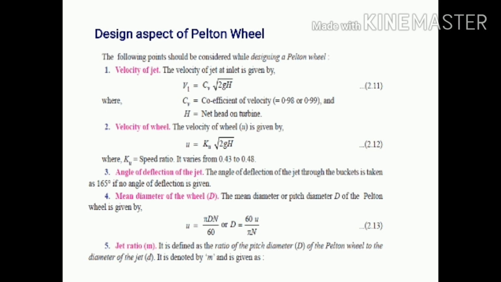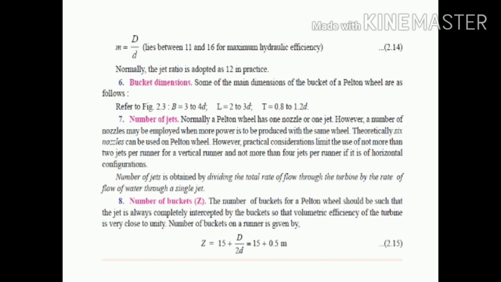Then the mean diameter of the wheel D is calculated using the runner velocity formula pi D N by 60. Now the jet ratio. What is the jet ratio? It is the ratio of the pitch diameter, that is the runner diameter, to the diameter of the jet, and it is denoted by m. So the capital D by small d ratio is known as the jet ratio. Normally it lies between 11 and 16. Now the bucket dimensions, which I said I will explain later.